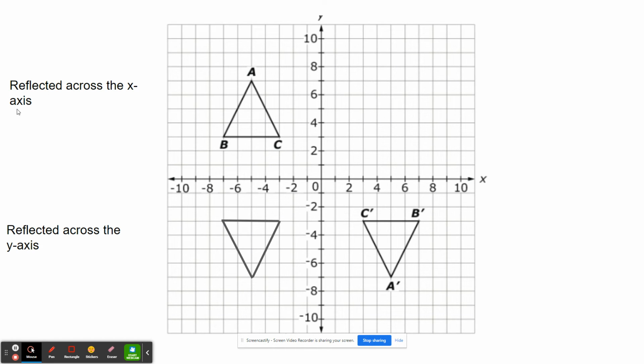Reflected across the x-axis. Okay, so here's our x-axis, right? So if we fold it across here, we would get this triangle. Okay, and where do you think the A would go? Which point? Take a guess. Yes, the A would be here. Okay. Now, if we remember, like we squished it together with the painting, where would the B go? Here or here? Okay. The B, yes. And the last one, of course, C there.